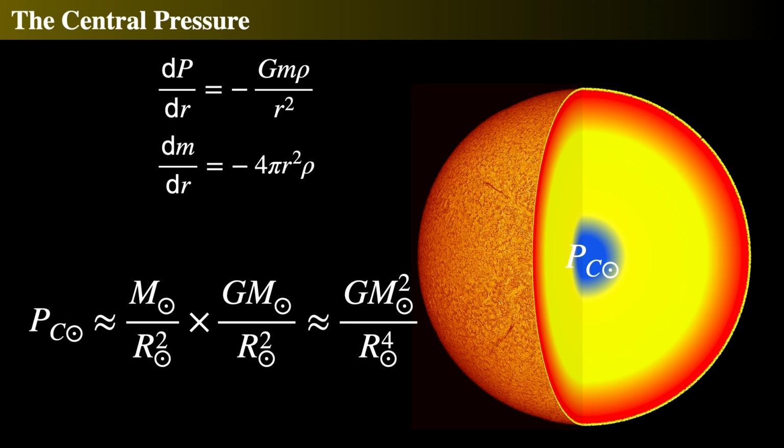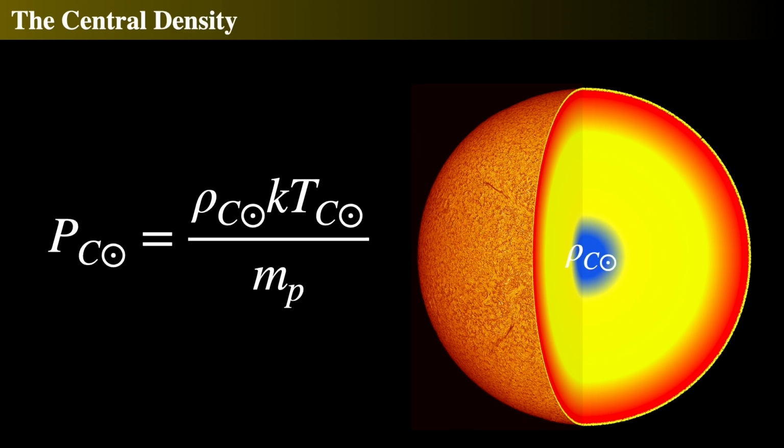It's an extraordinarily high pressure in order to support the weight of the sun on top of it. So now we have the central temperature and the central pressure. Now we can go back to the ideal gas law, plug that in, and determine the central density. If we plug in the central values for the pressure and temperature and use a typical mass, which is the mass of a proton, we find that the density is on the order of 150,000 kilograms per cubic meter.